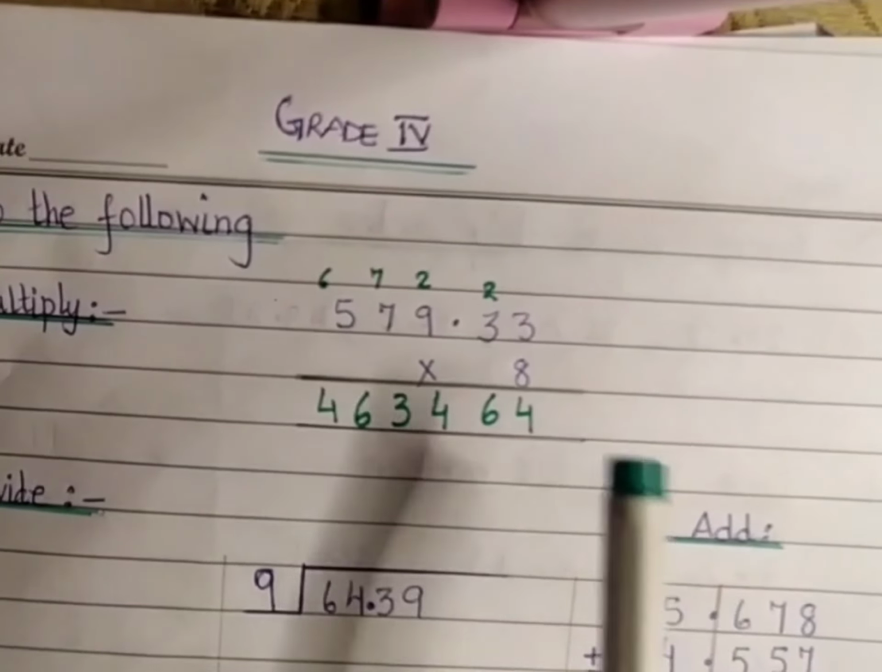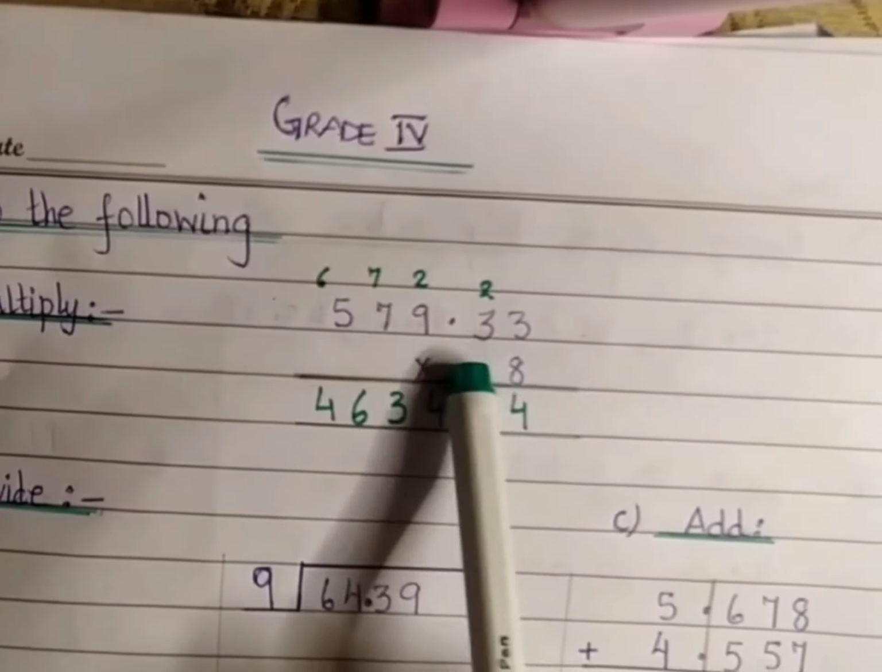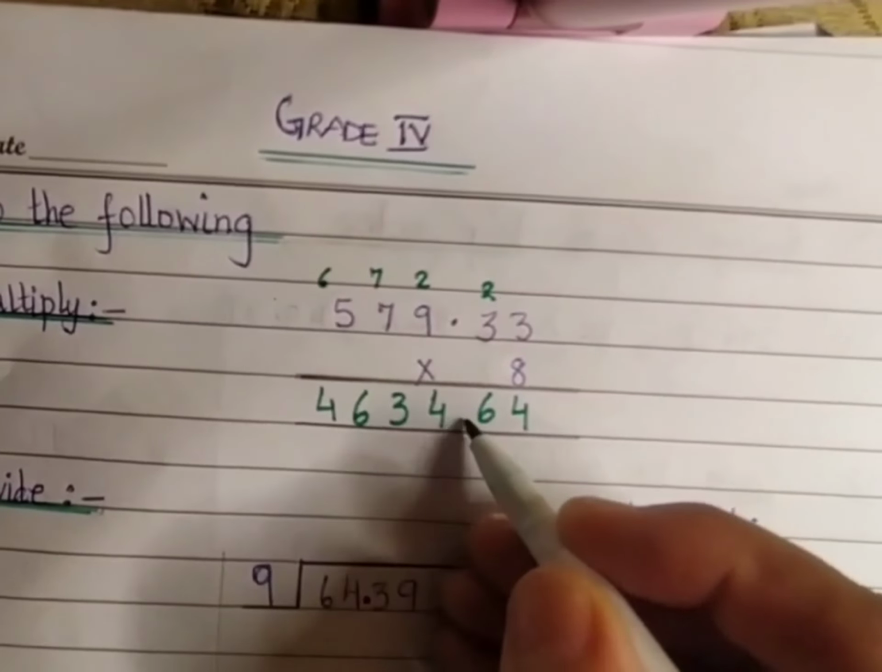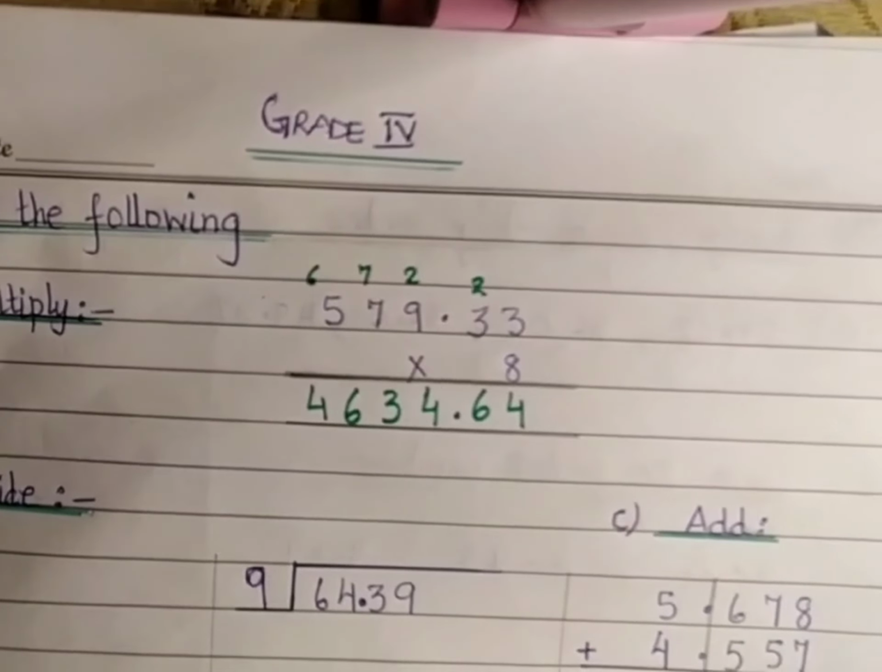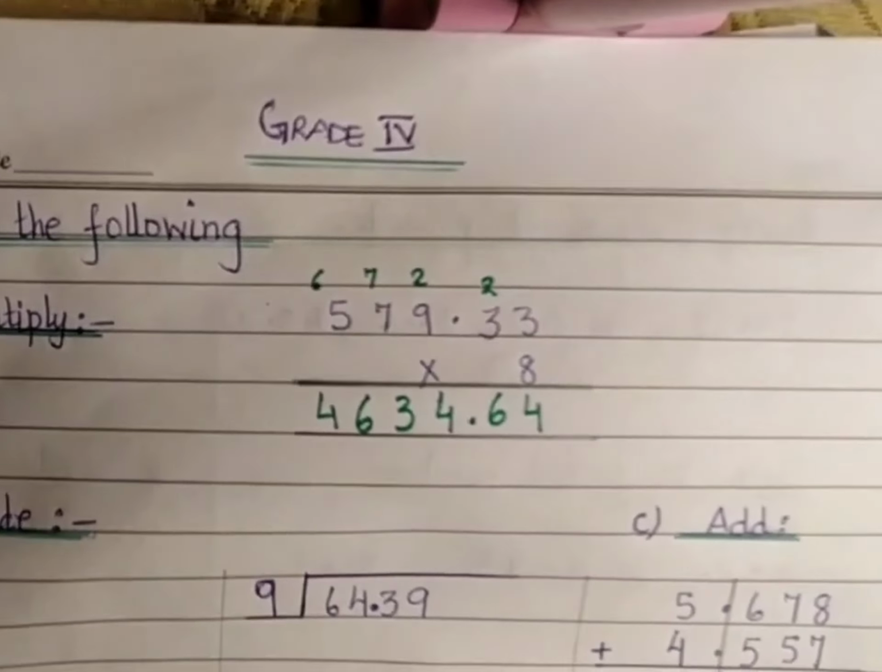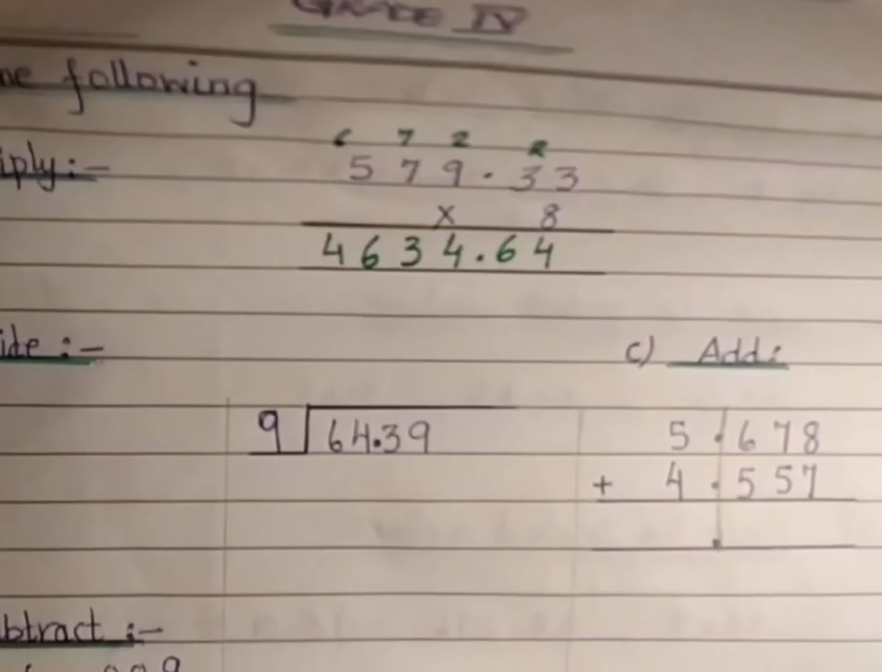Children, how many decimal places do you see here? 2 places. So you put your decimal point after 2 figures. Alright, let's move on to the second question. That is your division. Okay.